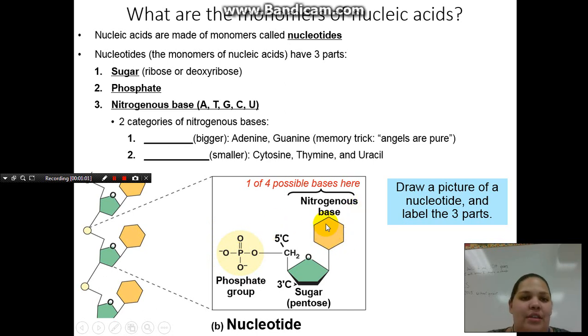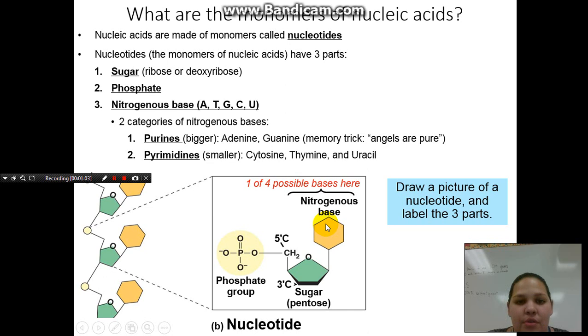Two categories of nitrogenous bases are purines. They're bigger. So a trick to remember it is that angels are pure. So this is adenine and guanine. And then our second group is pyrimidines, and they're smaller. They are cytosine, thymine, and uracil. To me, it seems like they spell the word cut.